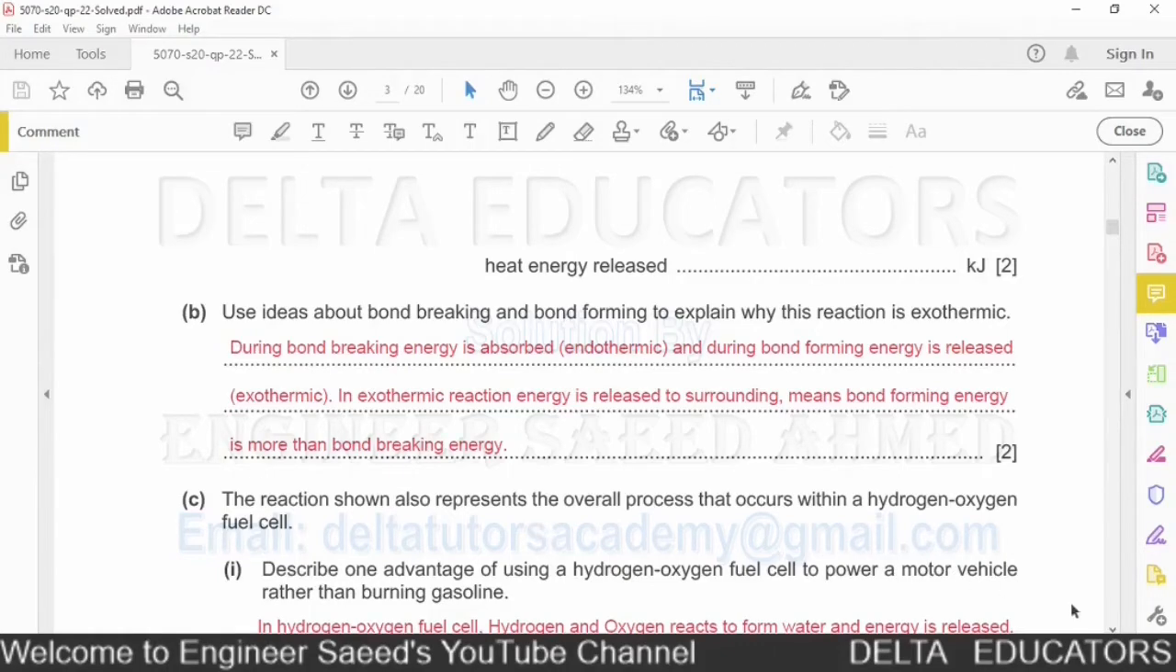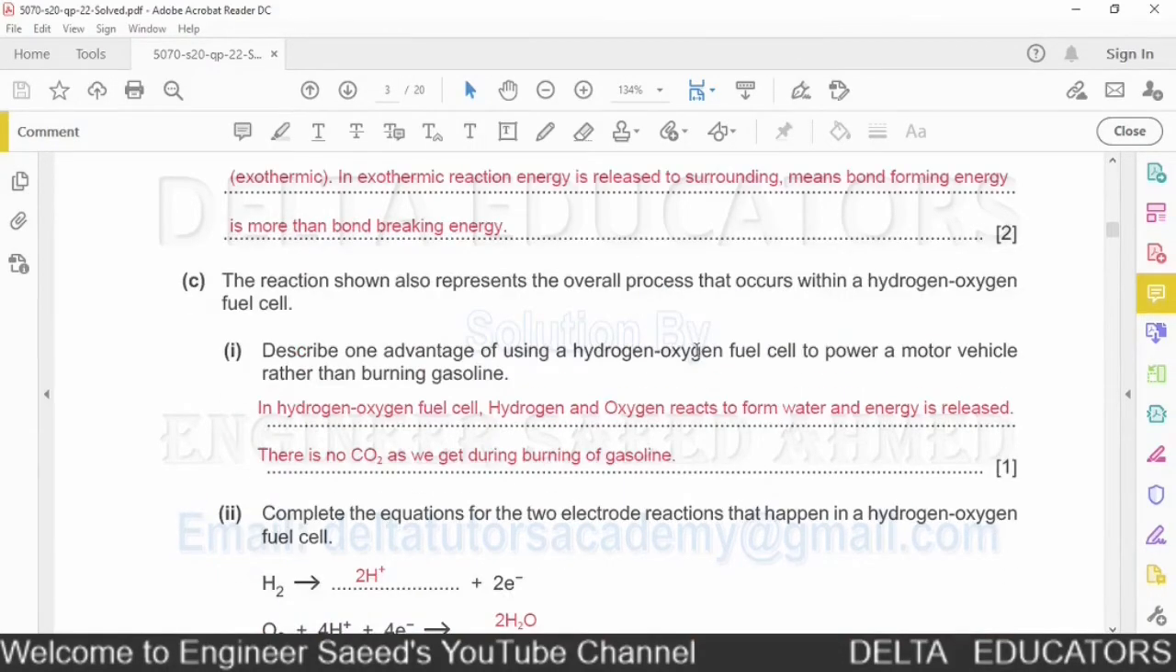Part C. The reaction shown also represents the overall process that occurs within a hydrogen-oxygen fuel cell. Describe one advantage of using a hydrogen-oxygen fuel cell to power a motor vehicle rather than burning gasoline.